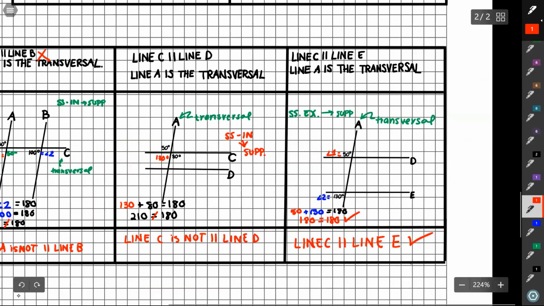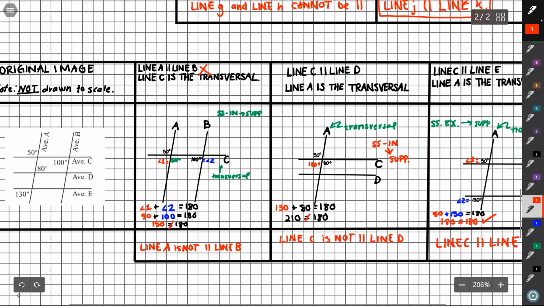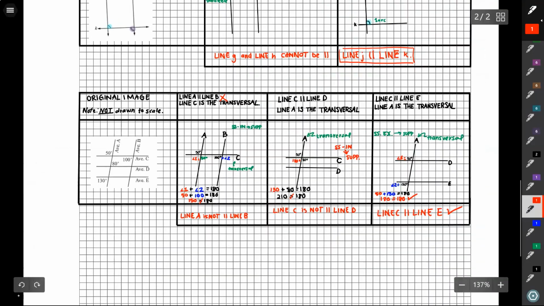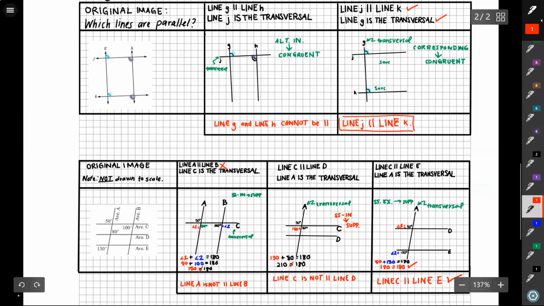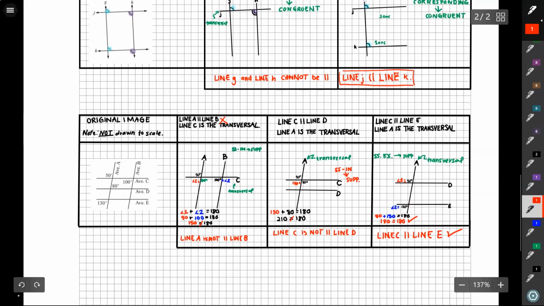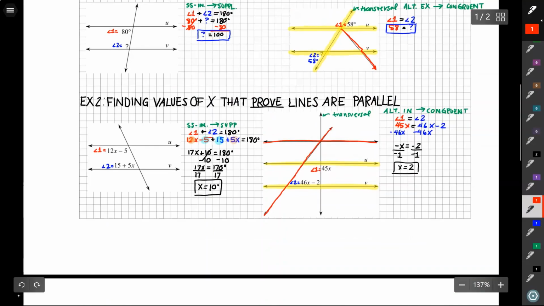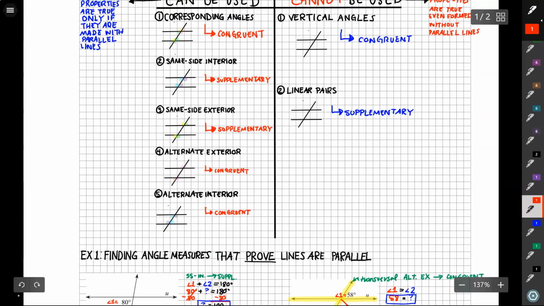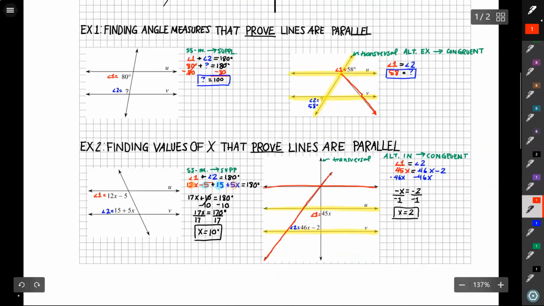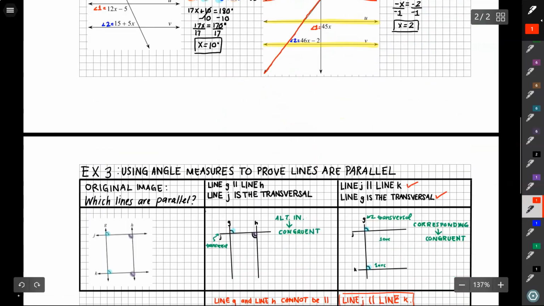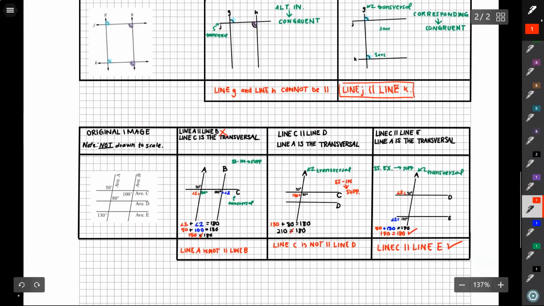All right, this may seem a little confusing, but you can draw it out again if you need to. You just have to apply different properties. And remember, we're not looking at vertical or linear pairs to prove that lines are parallel. We can use their properties to figure out other angles, but we can't use vertical or linear pairs as our justification.